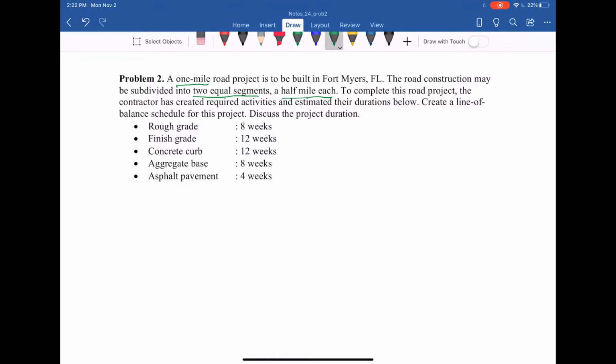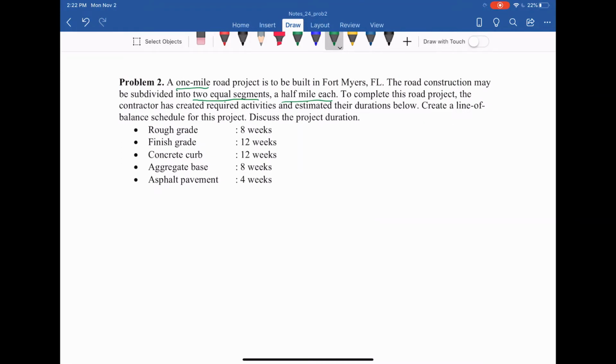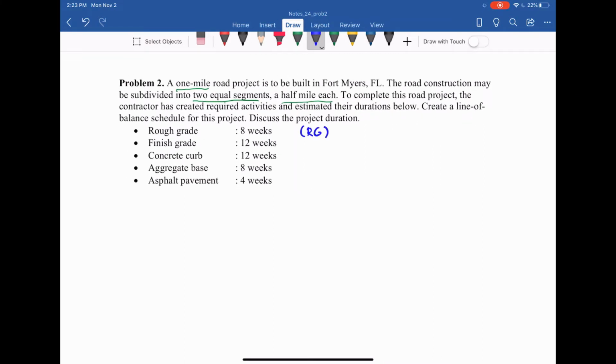So we have 5 activities in this project. Let me abbreviate those activities so that it is easy to represent in the graph that we are going to draw. The first one, the rough grade, let me call that RG. And finish grade, let's call that FG. And we have a concrete curb, let's call it CC. Aggregate base, let's call that AB. And lastly, we have an asphalt pavement, so we have AP. Those are the 5 activities that we have. And they follow a predecessor-successor relationship. So this activity has to finish before the next activity will start.